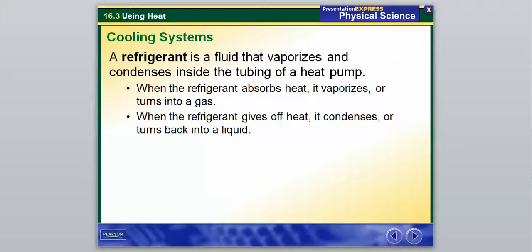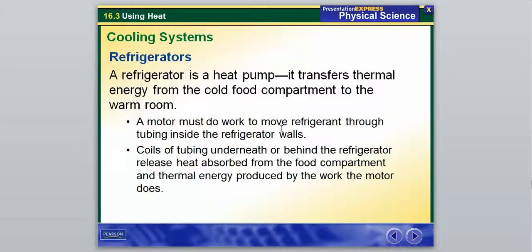And a refrigerant is a fluid that vaporizes and condenses inside the tubing of a heat pump. So inside a heat pump there's a material known as a refrigerant, and hopefully you can see where the term refrigerator comes from. When the refrigerant absorbs heat, it vaporizes, or turns into a gas, and when it gives off heat, it condenses, or turns back into a liquid.